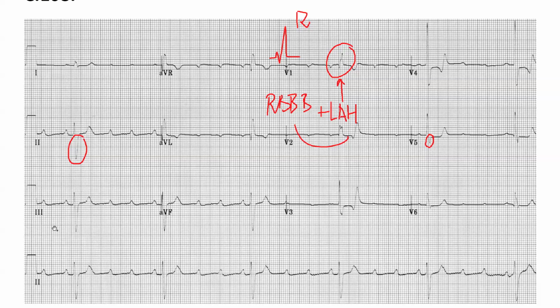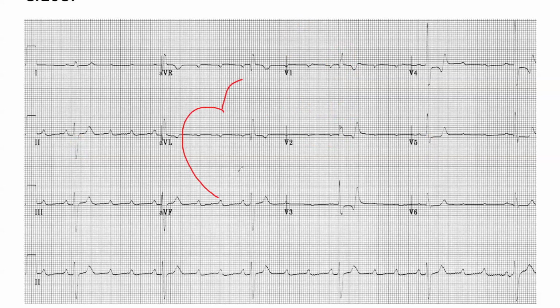Just a quick question. You said because there is the R complex, is this showing that it's a right bundle branch block because of the depolarization of the septum? Or is that the explanation? No, no. This is the R complex because, as you remember, this is the ventricle activation.